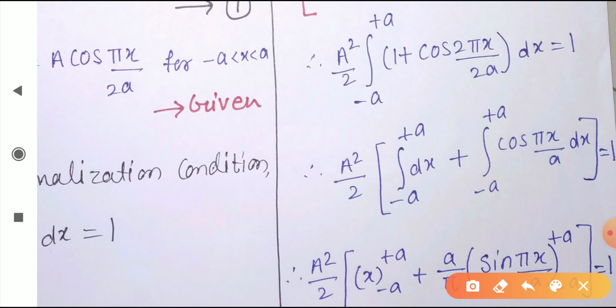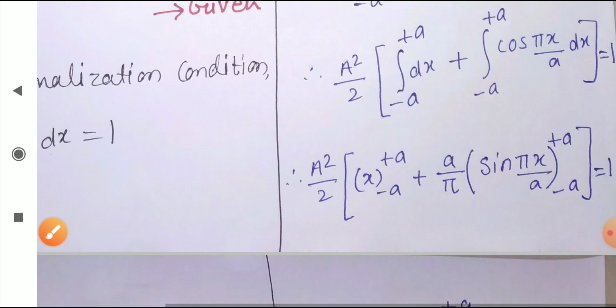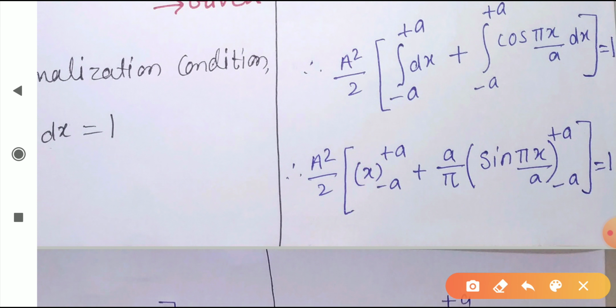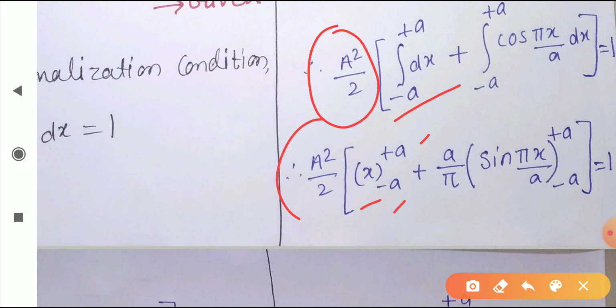So first, I will separate this into two parts. The first part I can write as the integration of dx, because it is 1 dx, from minus a to plus a. Second, I can write cos(πx/a), because you can see here on the numerator and denominator we have 2, so it will cancel each other. So we'll get πx/a. This is what we get after separating these terms into two parts, equals 1 as it is. Now when we solve the integration of this, we'll get x only, the limit is minus a to plus a. This a²/2 I will write as it is here.